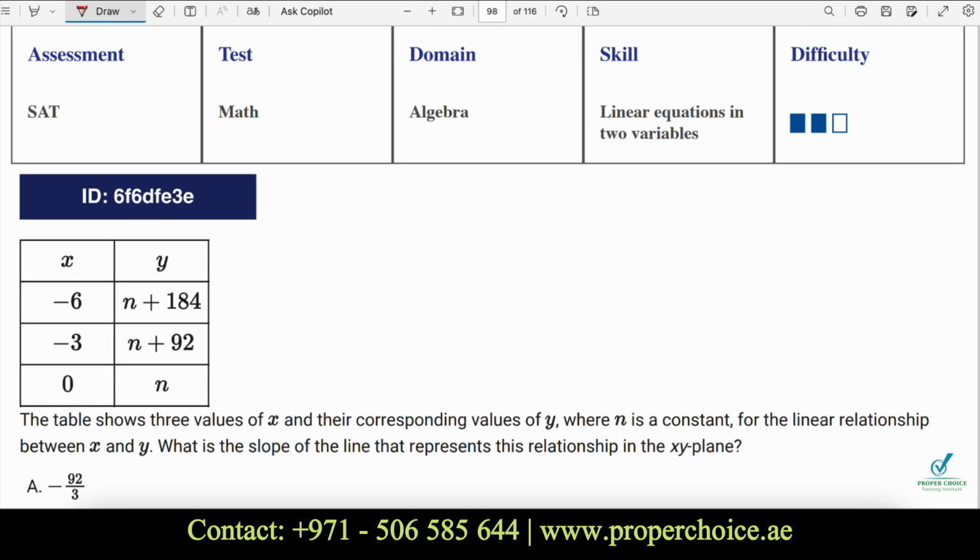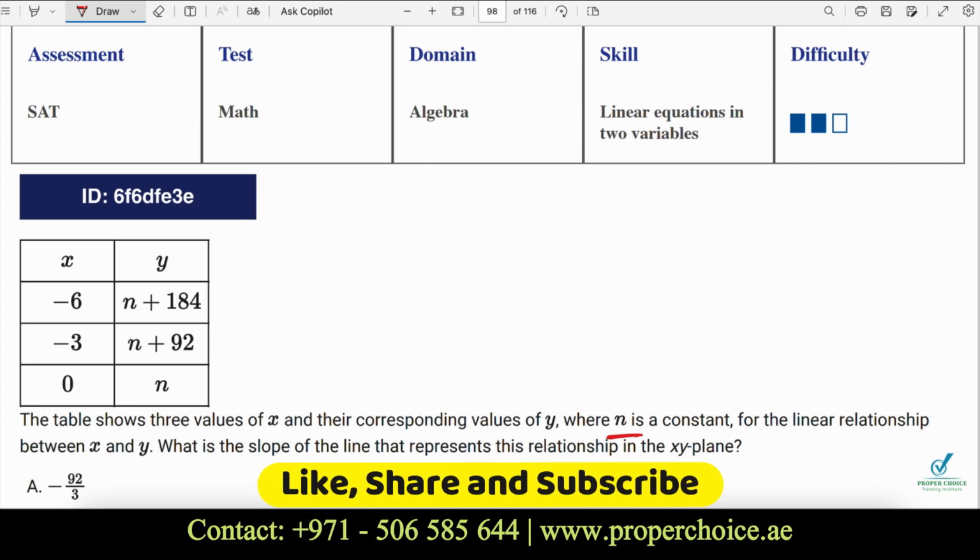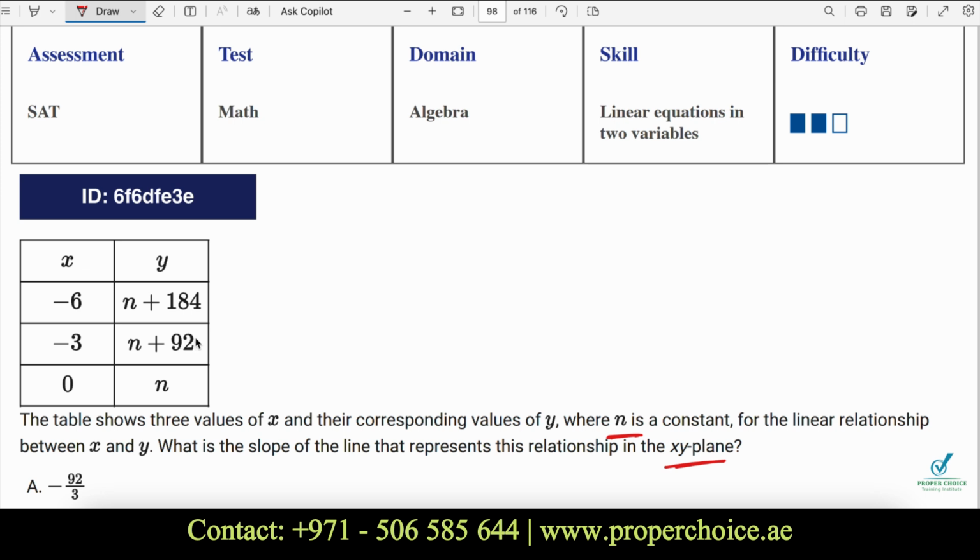Next question says, the table shows 3 values of x and their corresponding values of y, where n is a constant for the linear relationship between x and y. What is the slope of the line that represents this relationship in the xy plane? So whenever the coordinate points x and y are given, how do we find the slope? First of all, they are saying a linear relationship. In that case, this is representing an equation of a straight line, and when the coordinate points are given, you find the slope as m equals y2 minus y1 divided by x2 minus x1.